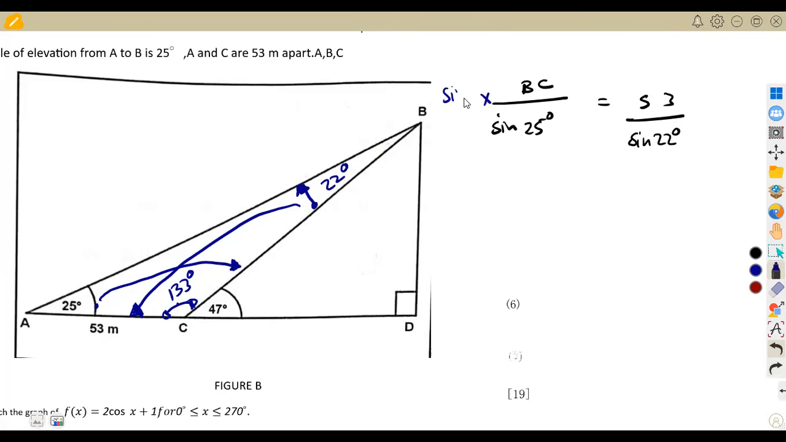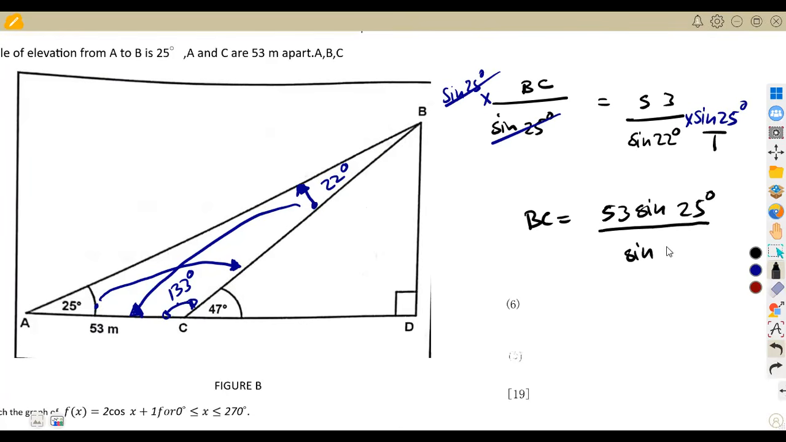Multiply by sine 25 on both sides. So this will cancel, and we remain with BC. BC is going to be 53 sine of 25 degrees over the sine of 22 degrees. That gives us BC, which to 3 decimal places is something like 59,793 meters. If it is 59,793 meters, then we can now use it to calculate the side BD.